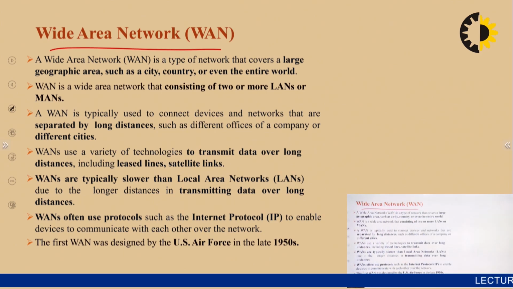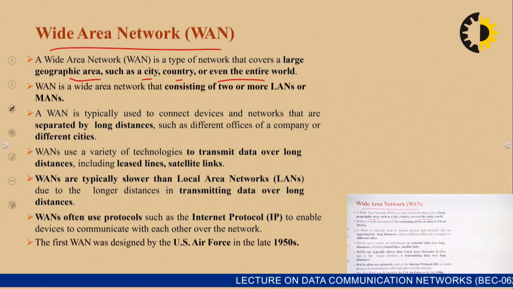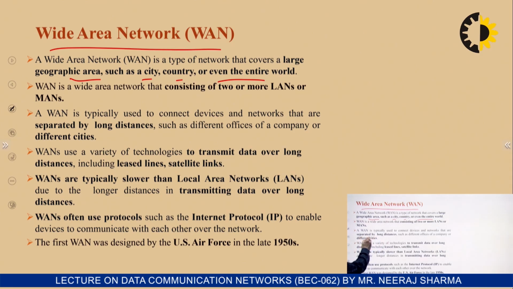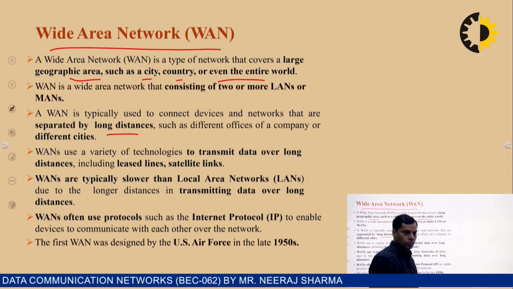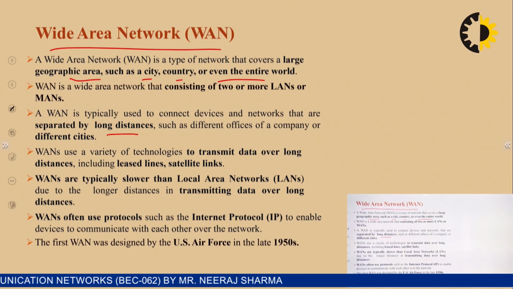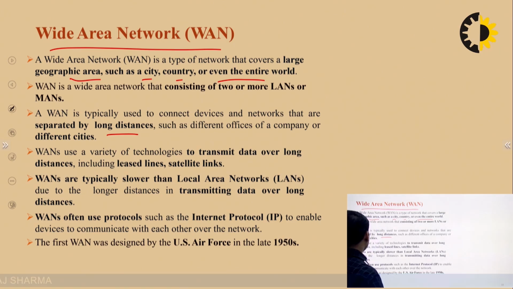A wide area network, WAN, is a type of network that covers a large geographical area such as a city, country, or even the entire world. A WAN consists of two or more LANs or MANs. WAN is typically used to connect devices and networks that are separated by a long distance, in different cities. That means Ghaziabad connected to Agra. This networking area will be named WAN, wide area network.